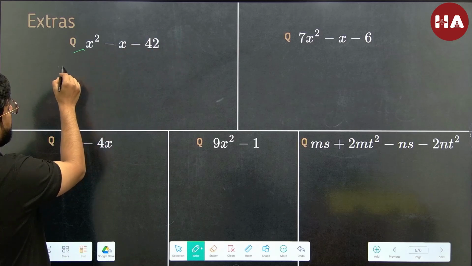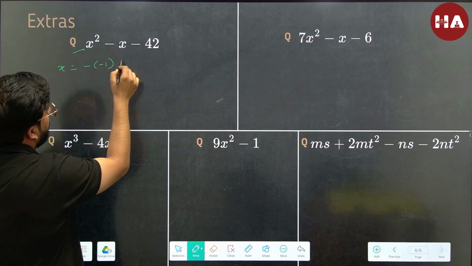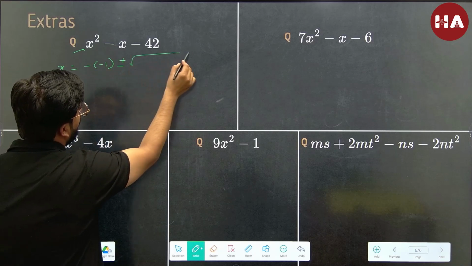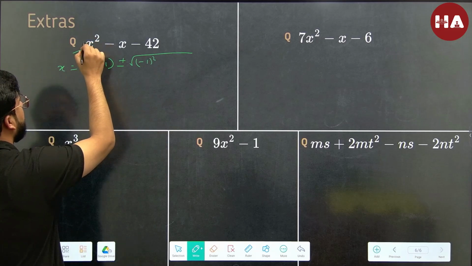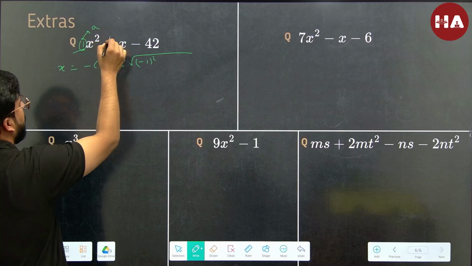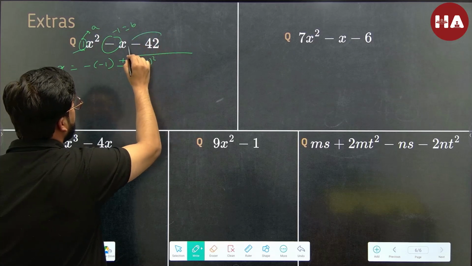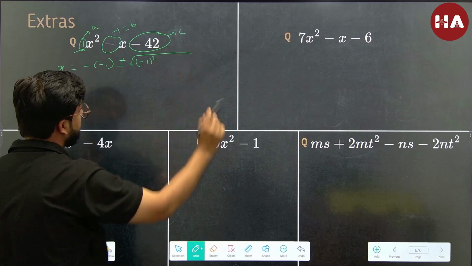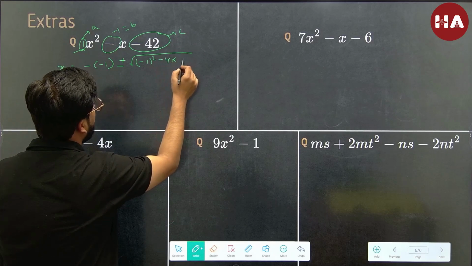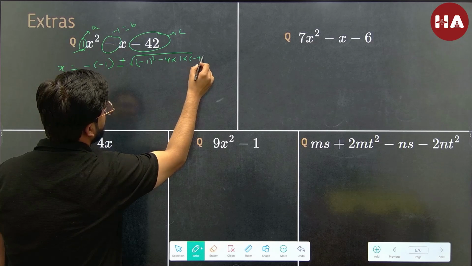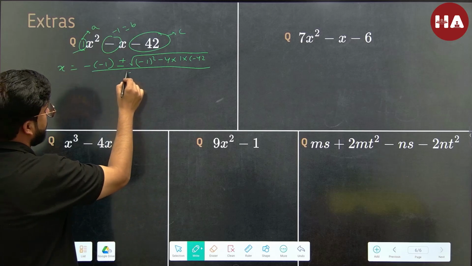So this will be what? x will be equal to minus of minus 1, plus minus root of b square, that is negative 1 square. Here you can see that coefficient a is 1, minus 1 pertains to b, and minus 42 is c. Okay, this will be minus 4 multiplied by a, that is 1, multiplied by minus 42, over 2 multiplied by a, that is 2 only.